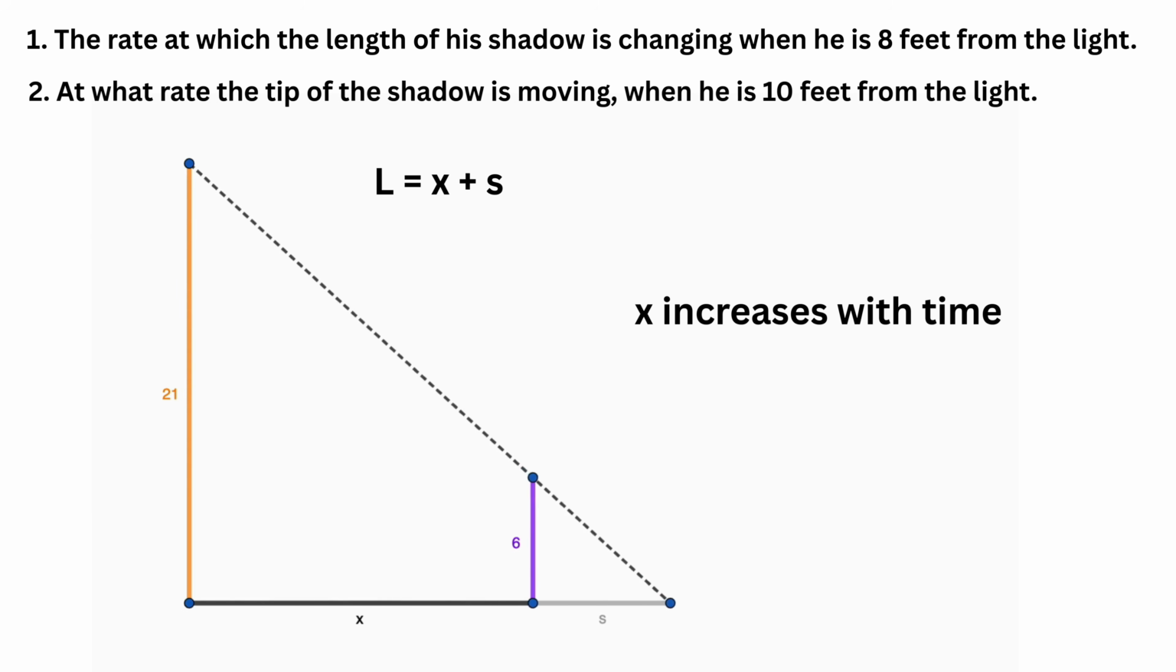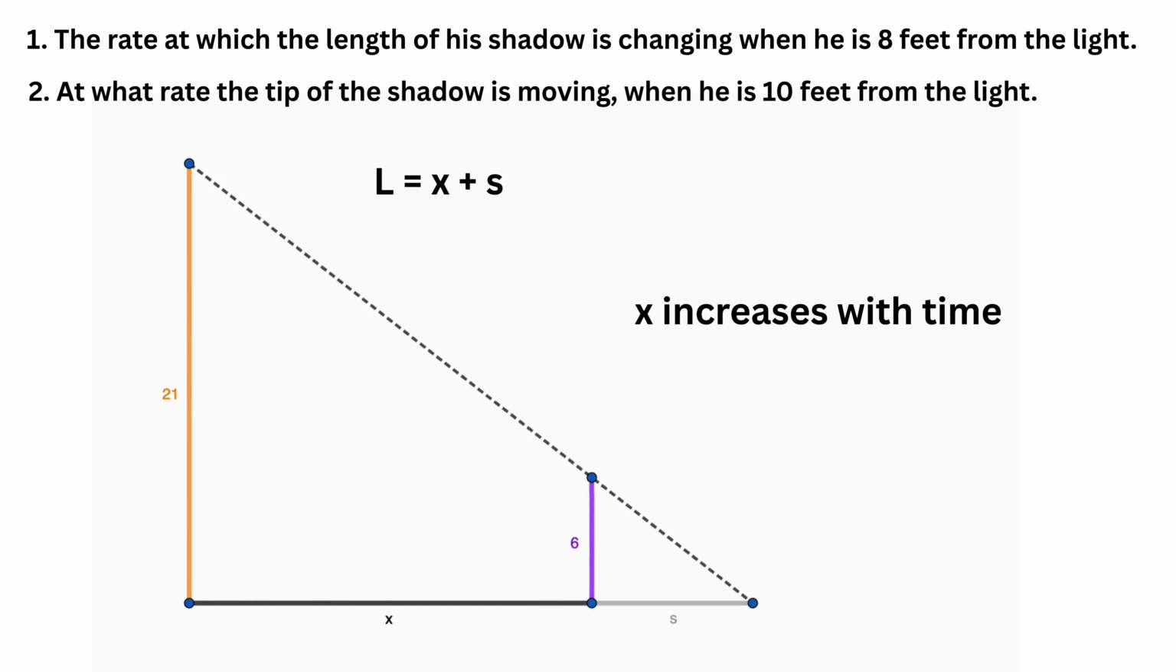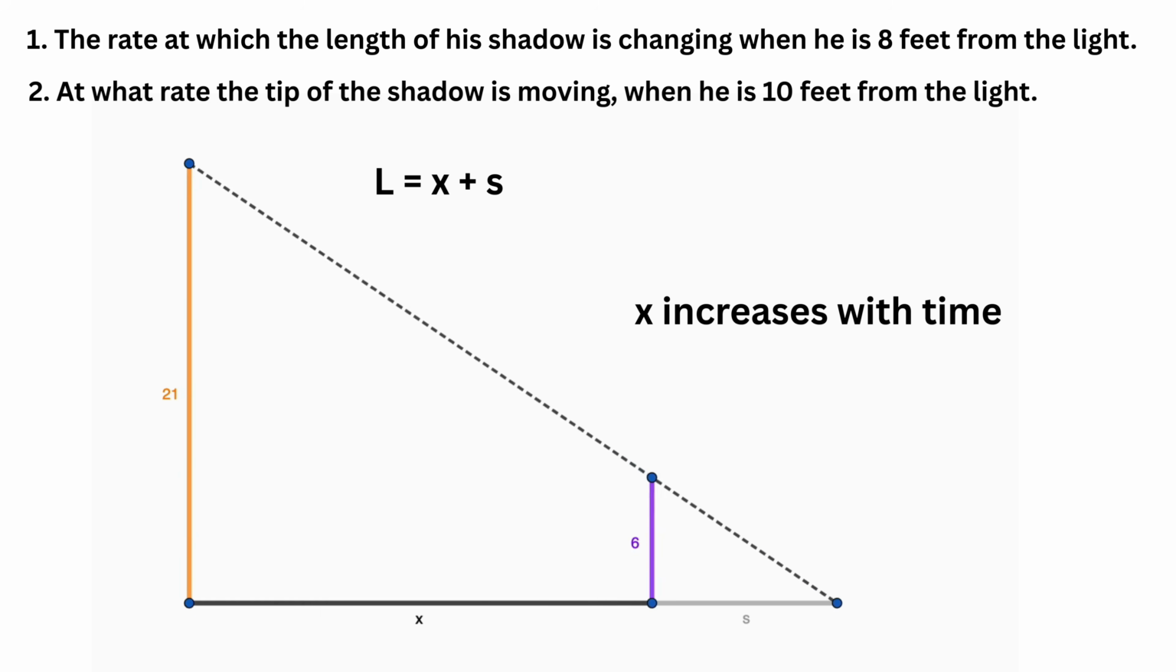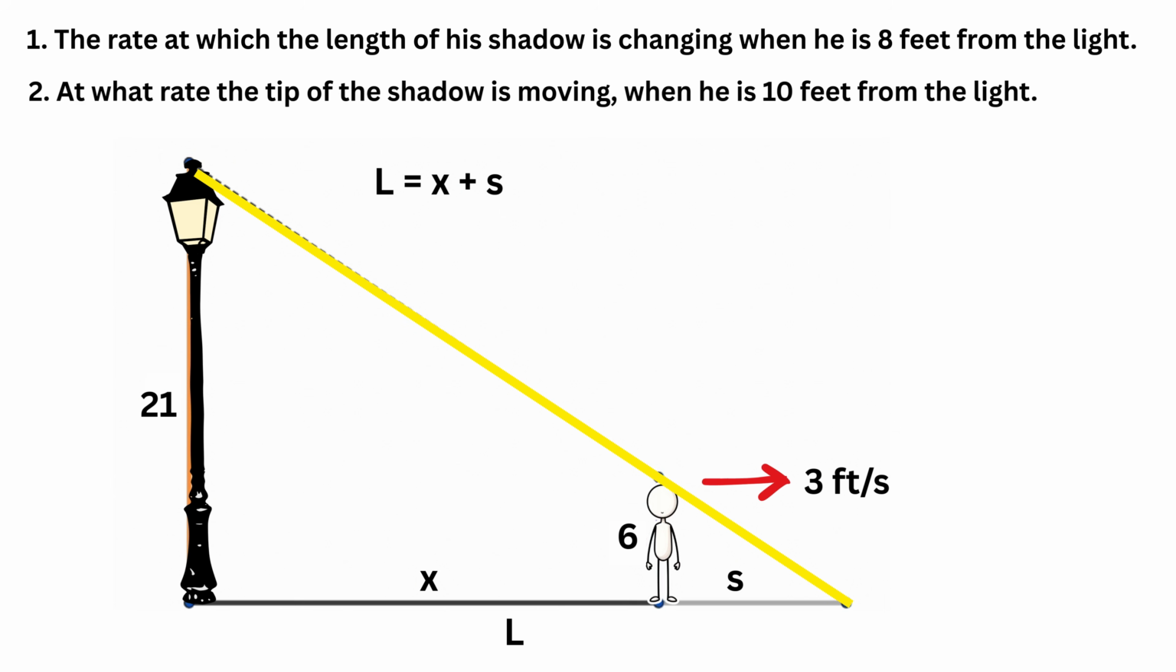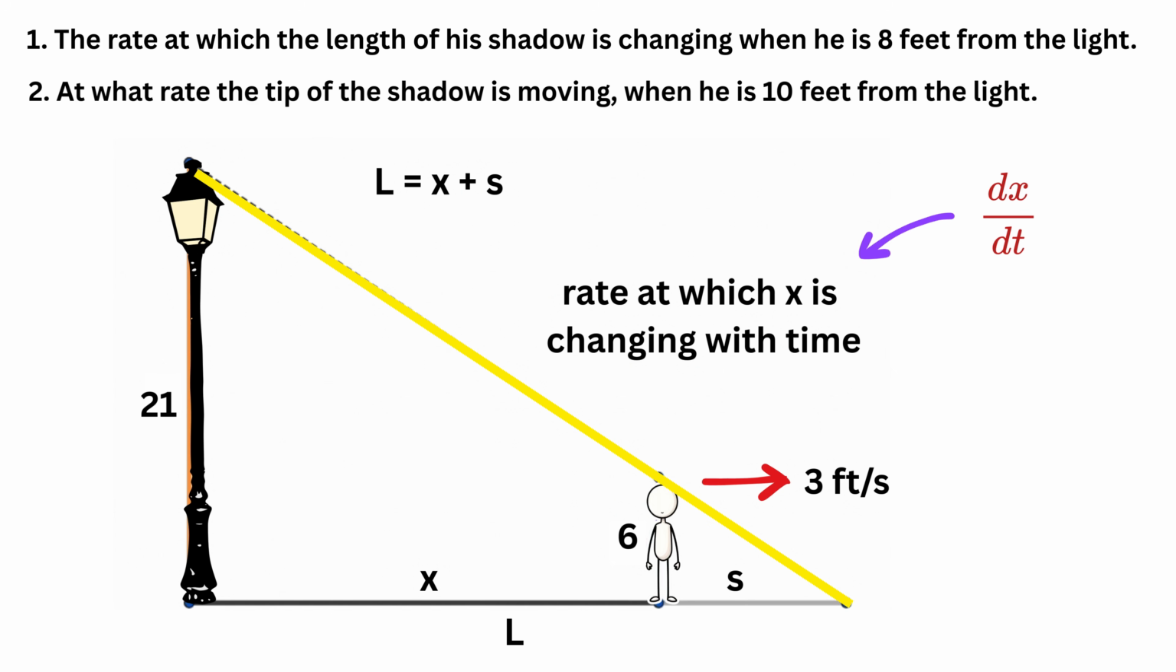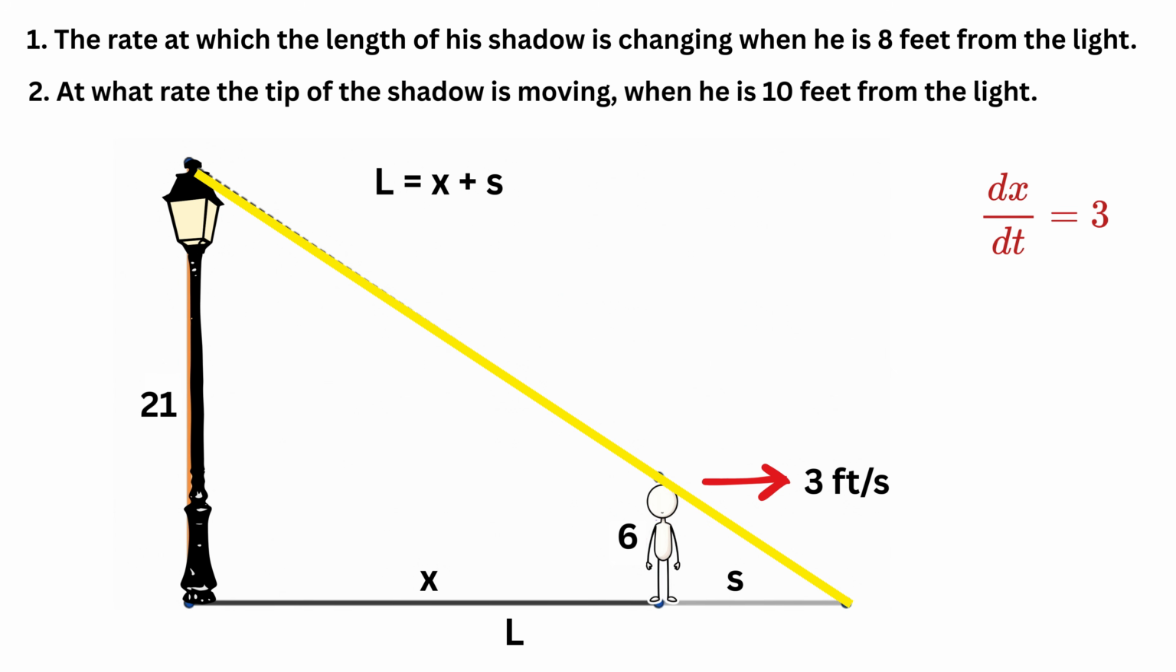The man is walking away from the light, so x is increasing with time, and we are told that it increases at a rate of 3 feet per second, which means dx over dt, the rate at which x changes with time, is 3 feet per second. The problem has two parts.